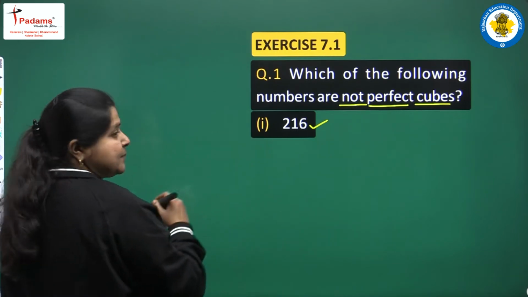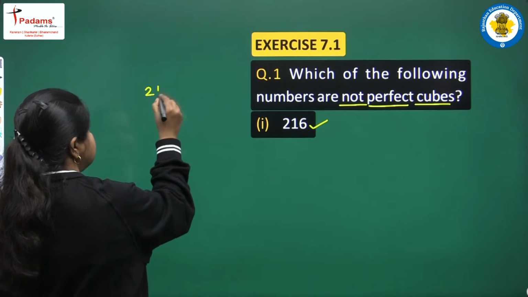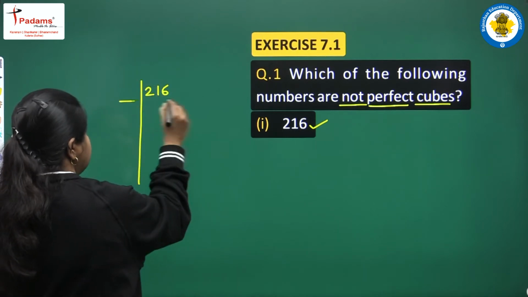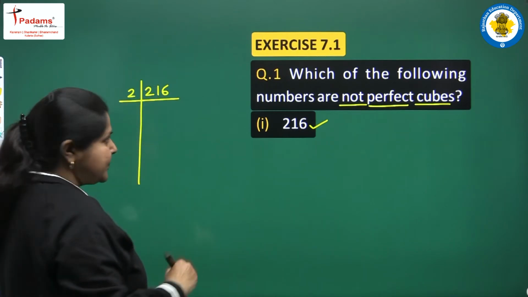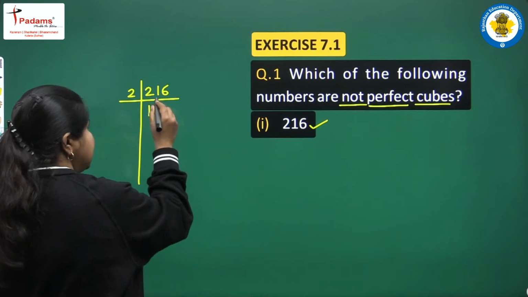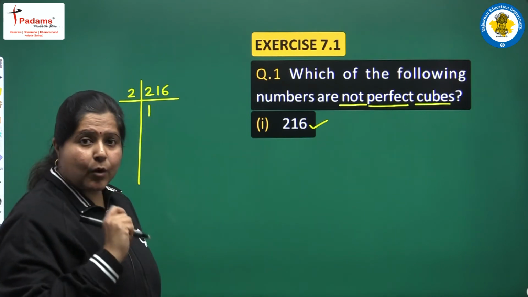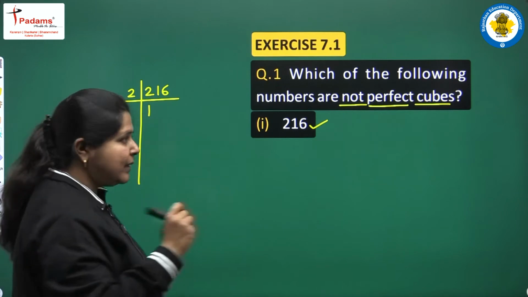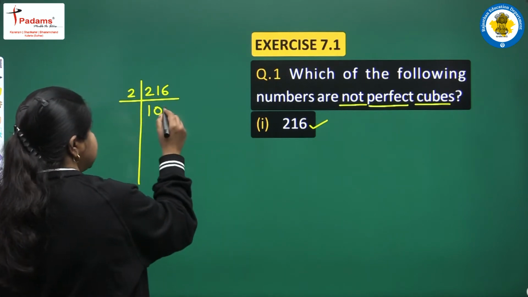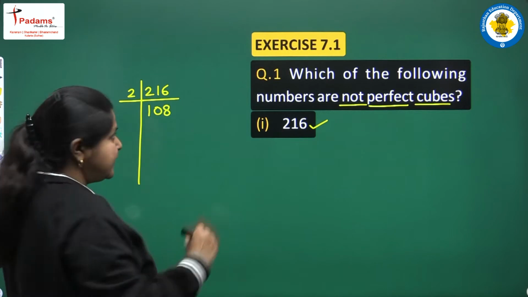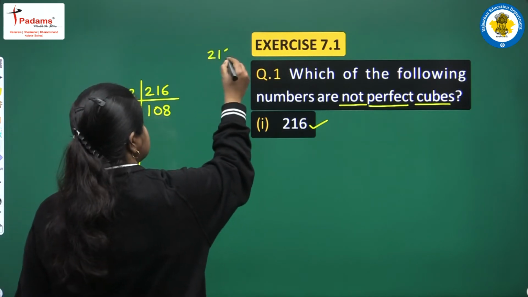Let us first find its prime factors. Write down the number, draw these lines and we begin the division by 2. 2 ones are 2, then we have 1 in between which is a smaller number than 2. So we bring one 0 in between and 2 8s are 16. Let us see this division separately.